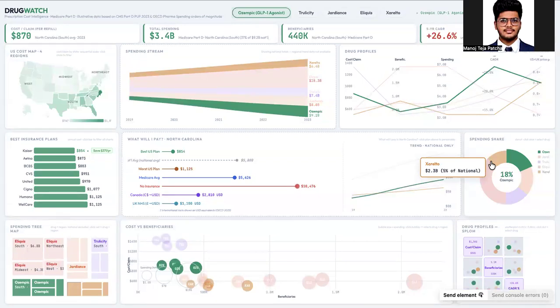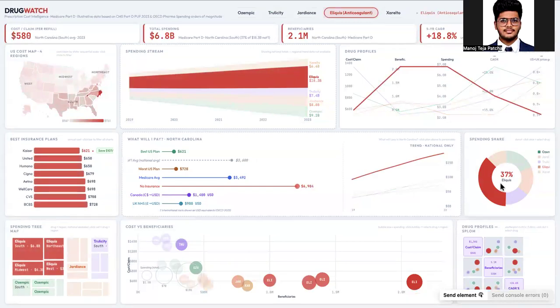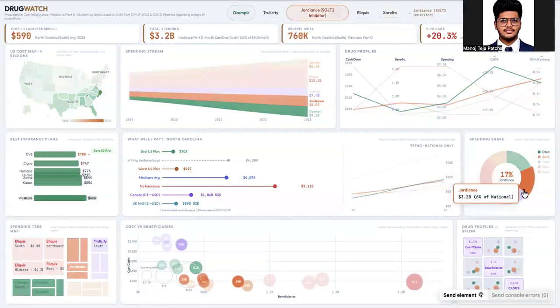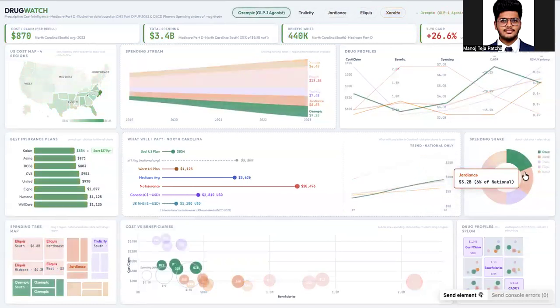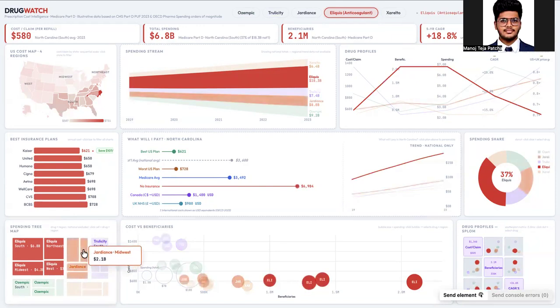The donut chart shows each drug's share of Medicare Part D spending in the selected region. Eliquis, an anticoagulant, accounts for almost 37% of total spending nationally because it has both high utilization and high cost. The percentages change according to the drug you choose, and the visualization changes accordingly for you to compare easily. And the spending tree map visualizes drug spending by region, excluding national data to show regional breakdowns.